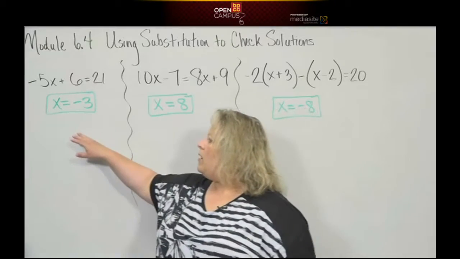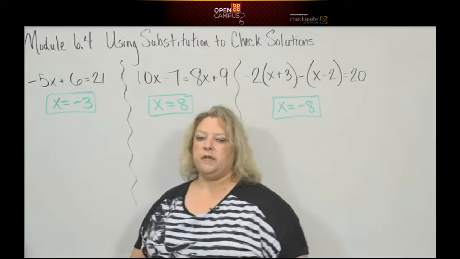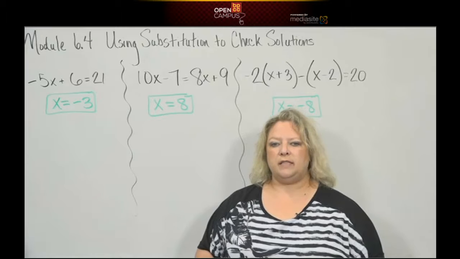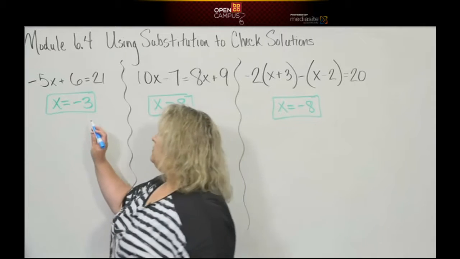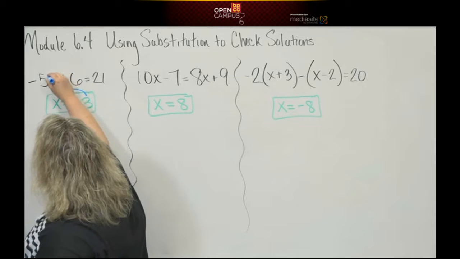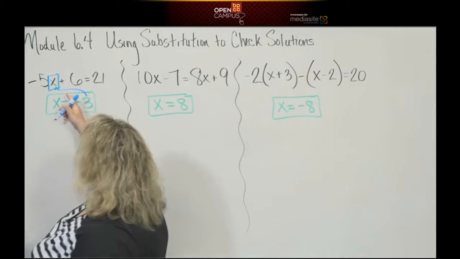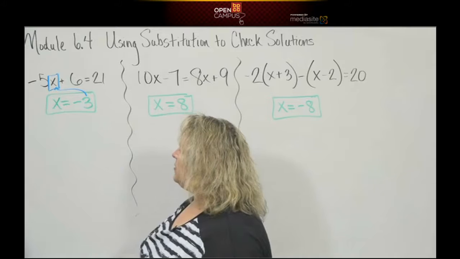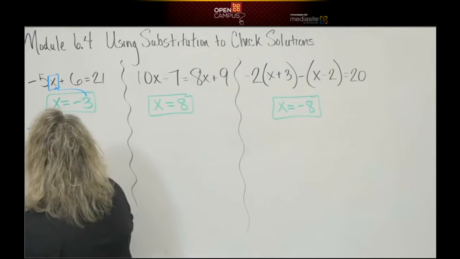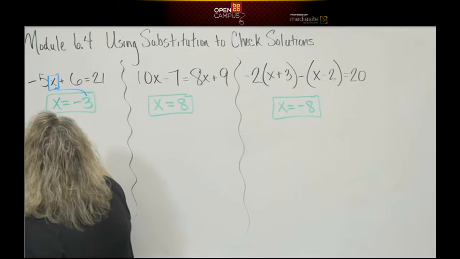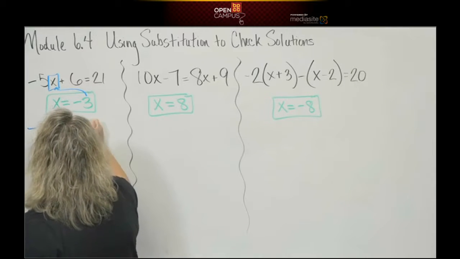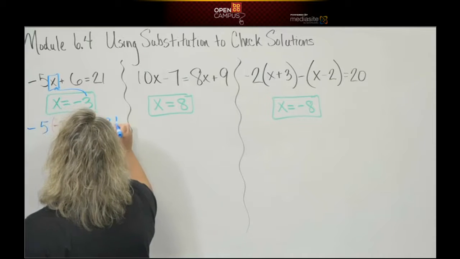Okay, now we're going to use our knowledge of substitution and check our solutions that we arrived at in some previous problems. Our answer that we got was x is equal to -3, so we're going to use substitution and plug it in place of that x right there. So we have -5 times our substitution, which is -3, plus 6 is equal to 21.